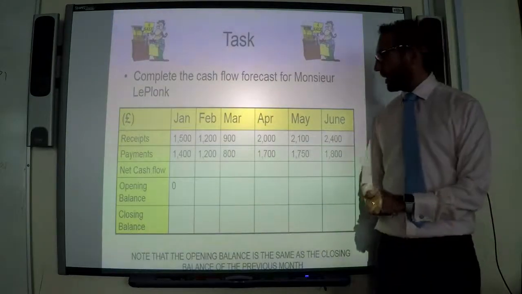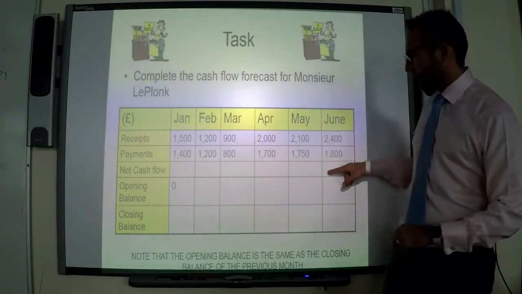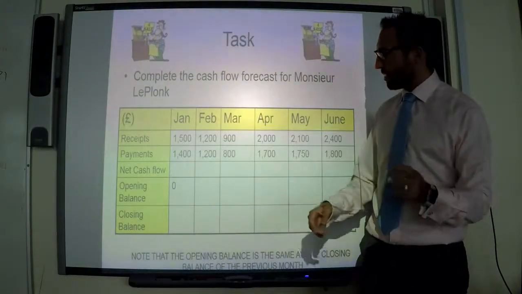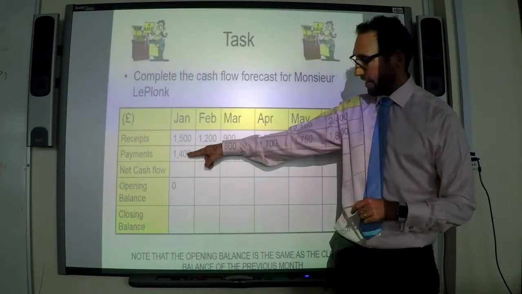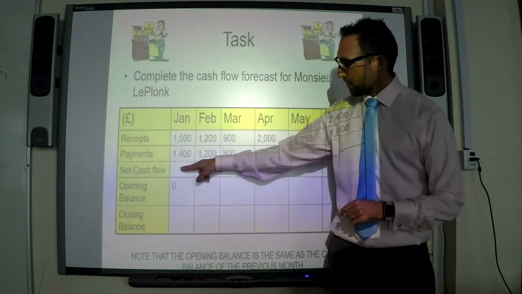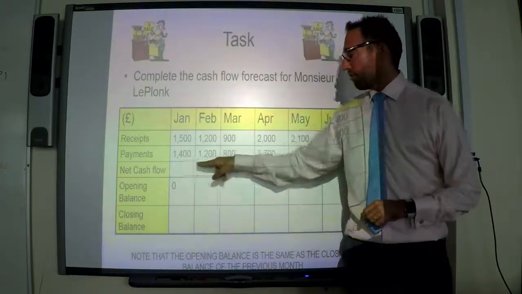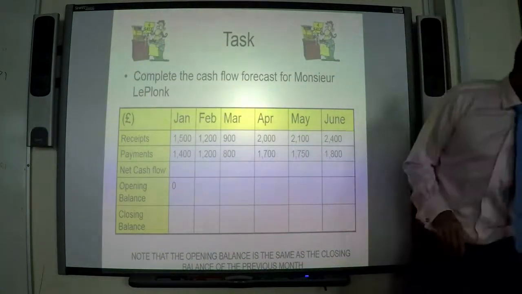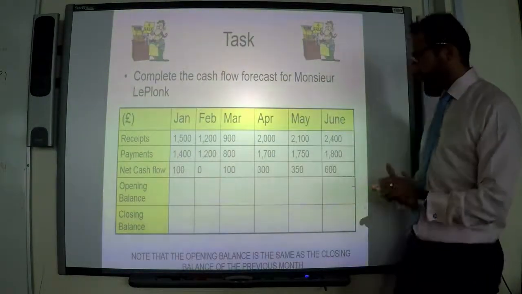Okay, in filling out a cash flow forecast, the first thing that you need to do is calculate the net cash flow. Now, in order to calculate the net cash flow, remember back to the formula, it's just receipts, aka inflow, minus payments, aka outflow. So receipts minus payments gives us the net cash flow there. So 1,500 minus 1,400 will give us a net cash flow of 100. And we just go across and fill this out. Okay? So this is our net cash flow.